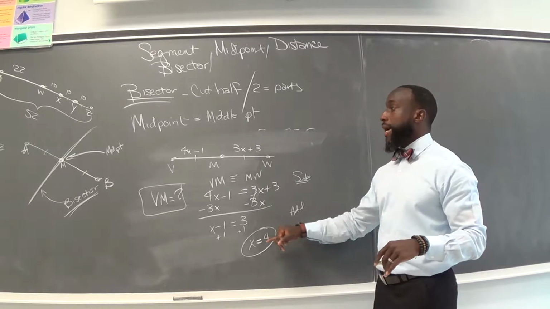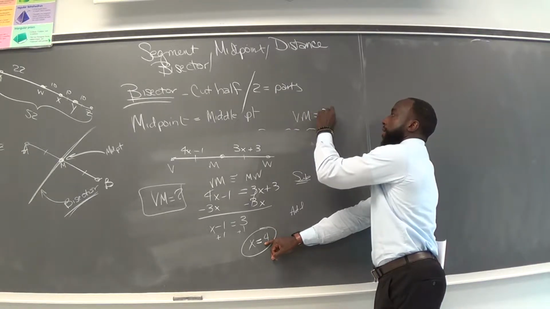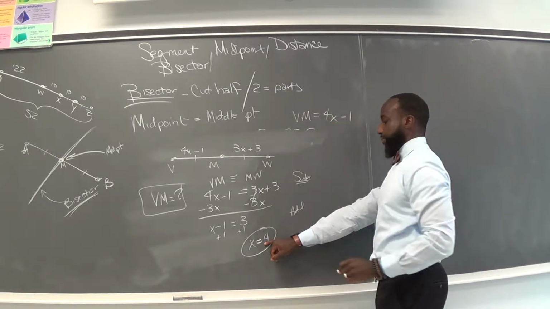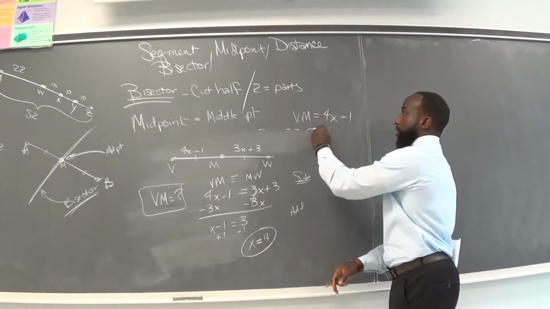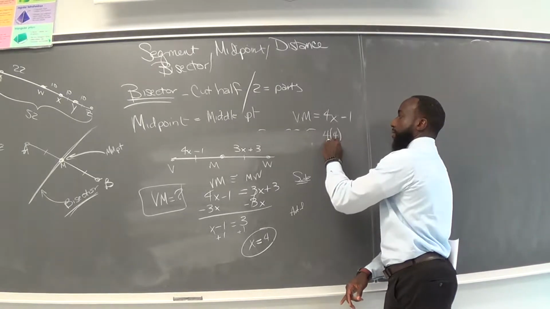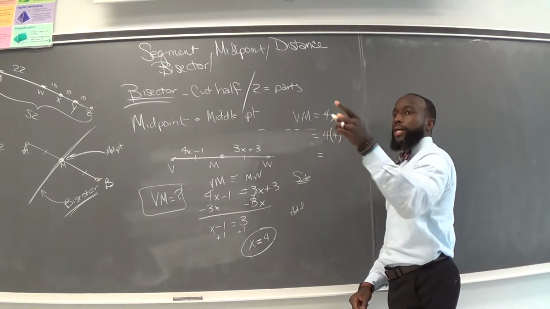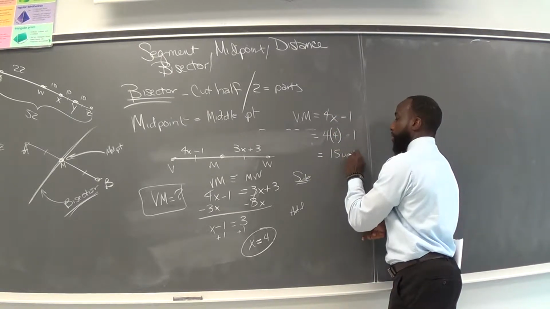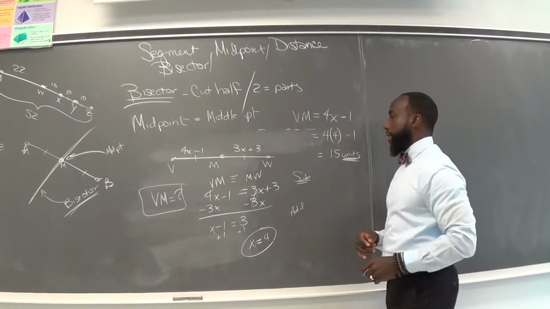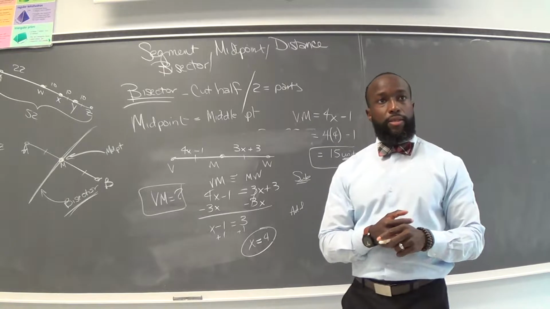But wait, there's more, because we've got to find VM. So now we know what x is. VM equals 4x minus 1. We know what x is, so we substitute it in. So 4 times 4 minus 1. Therefore, VM is what? 15. 15 units, whatever it is. Alright? So now we've figured out what VM is.